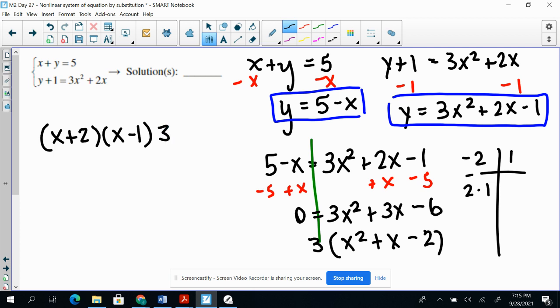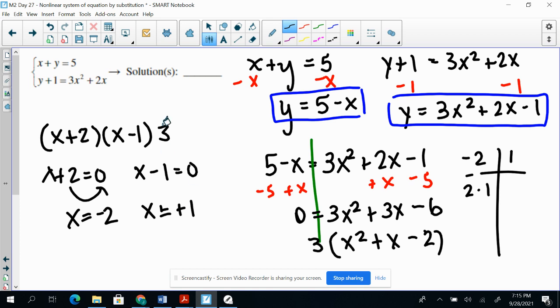All right. And then from there, we're going to set both of these equal to 0 and find our solutions. So x plus 2 equals 0 and x minus 1 equals 0. Again, crossing the equal sign, so x equals negative 2 and x equals positive 1. That 3 will never equal 0, so it's not a factor because there's not a variable attached to it. So a list of our answers would be negative 2 and positive 1 as our solutions.